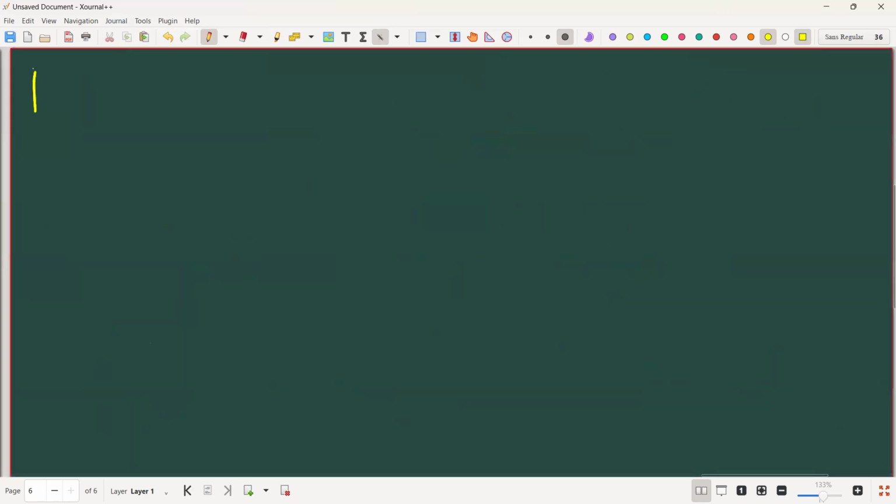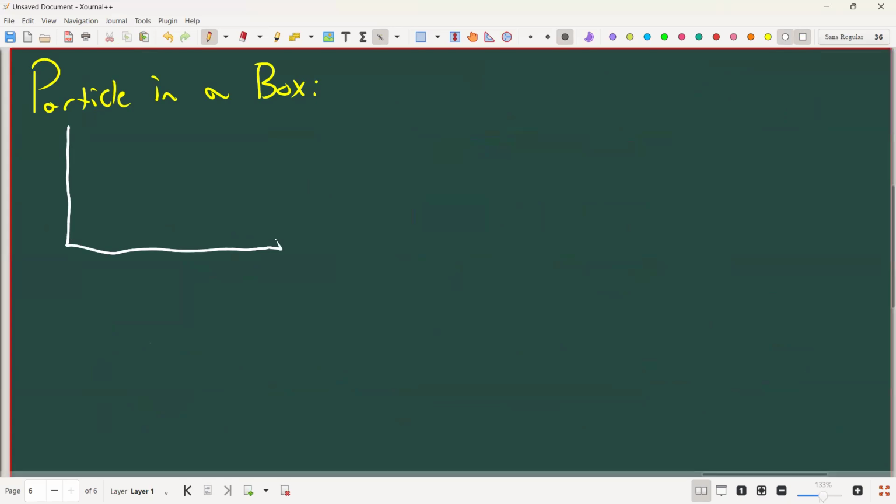Okay, so we have this particle in a box. It's a point-like particle. And I'm going to put it in a box from 0 to L with infinite walls.